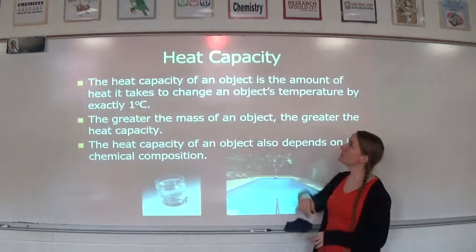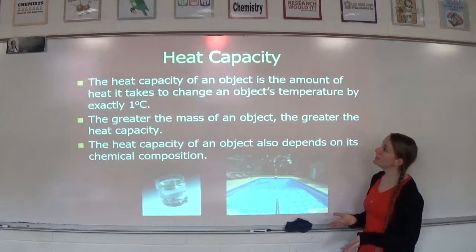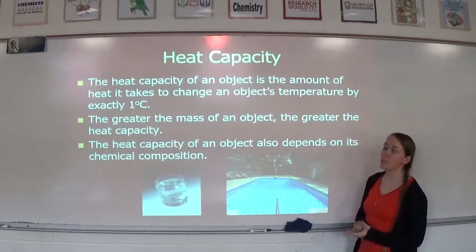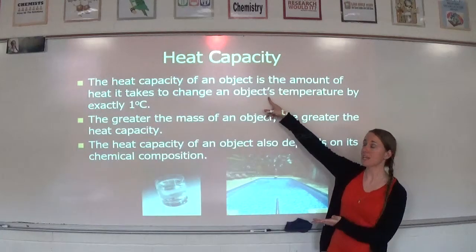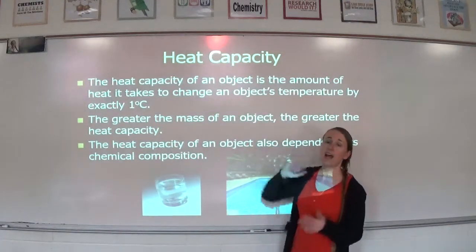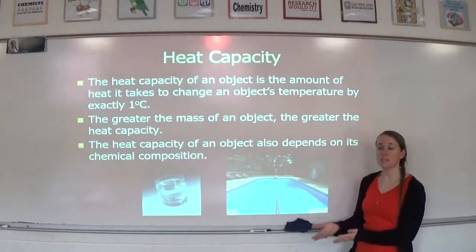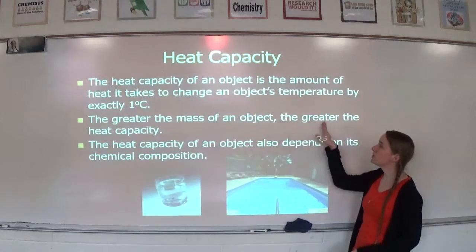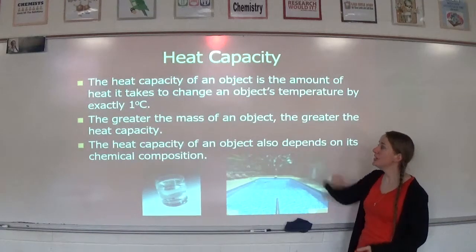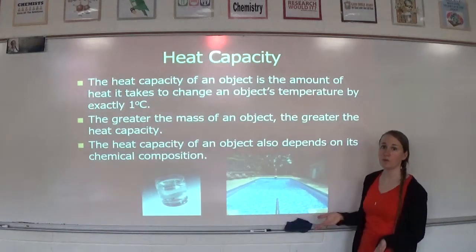So heat capacity of an object is the amount of heat it takes to change an object's temperature by 1 degree Celsius. So notice we didn't specify what the object was, like in calorie, we said it had to be water. And we didn't specify how much of the object. In calorie, we said it had to be 1 gram of water. So the greater the mass of the object, the greater the heat capacity. And the heat capacity also depends, of course, on chemical composition.